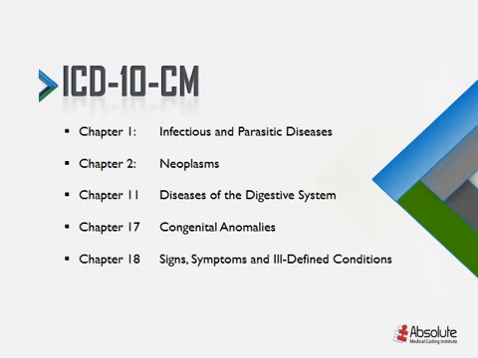ICD-10. Most of the diagnoses that you're going to need will be found in Chapter 11, Diseases of the Digestive System, but there's a few other chapters that I'd like to mention. Chapter 1, Infectious and Parasitic Diseases, could be used if you have a parasite or different things that deal with your digestion. Also, Chapter 2, Neoplasms, these are your cancers. Chapter 17, Congenital Anomalies, so things that you're born with, defects and hereditary things. And Chapter 18, Signs, Symptoms, and Ill-Defined Conditions.